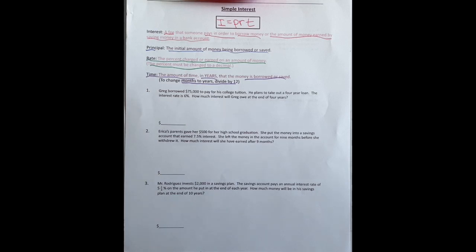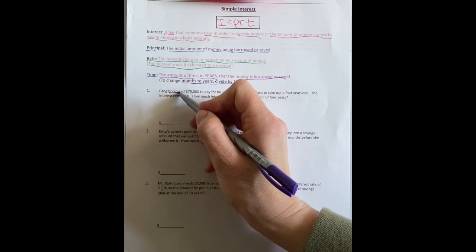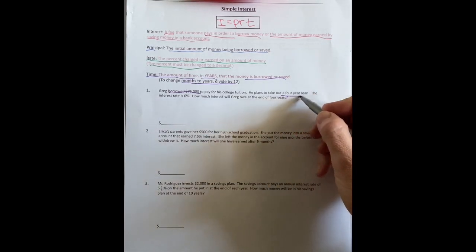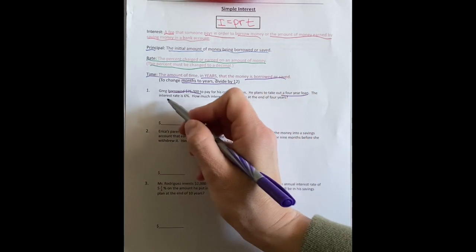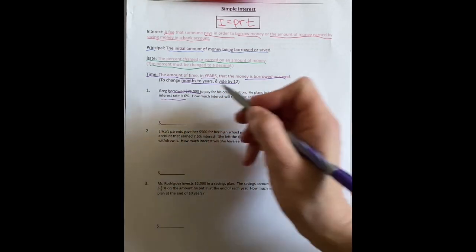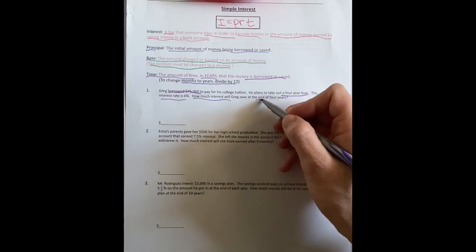So let's now learn how to apply your interest formula, looking at question number 1. Greg borrowed $75,000 to pay for his college tuition. He plans to take out a 4-year loan. The interest rate is 6%. How much interest will Greg owe at the end of 4 years?